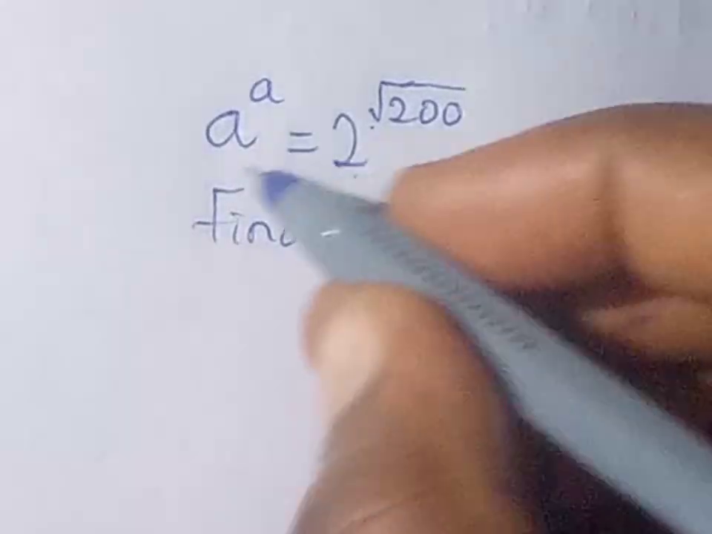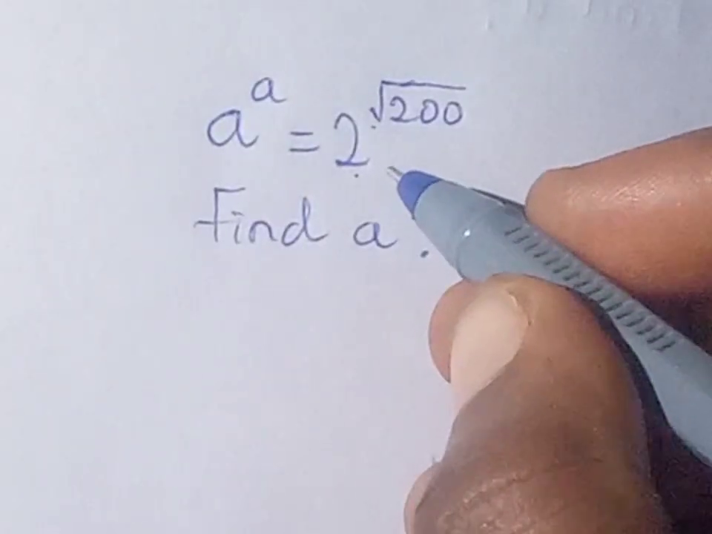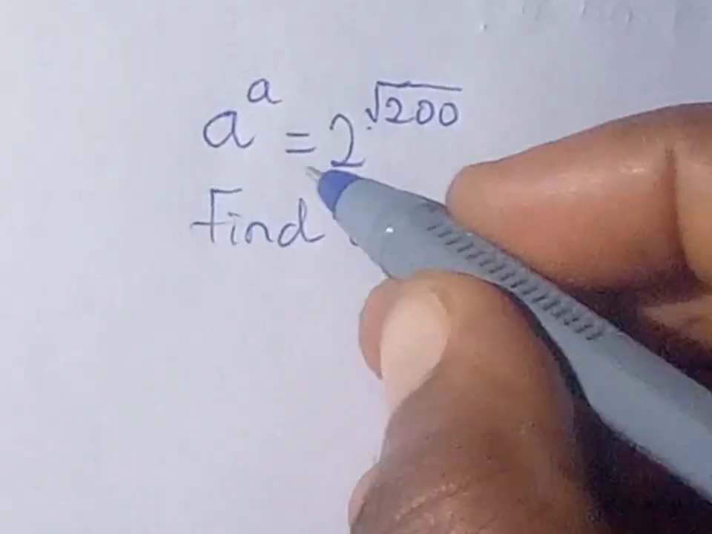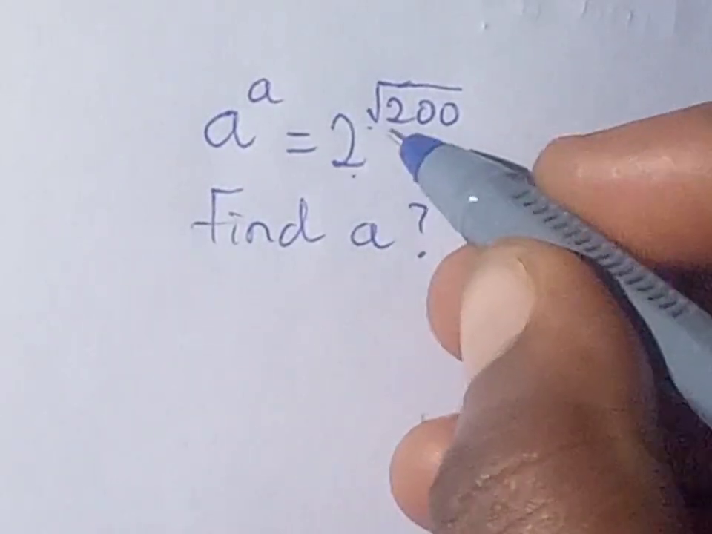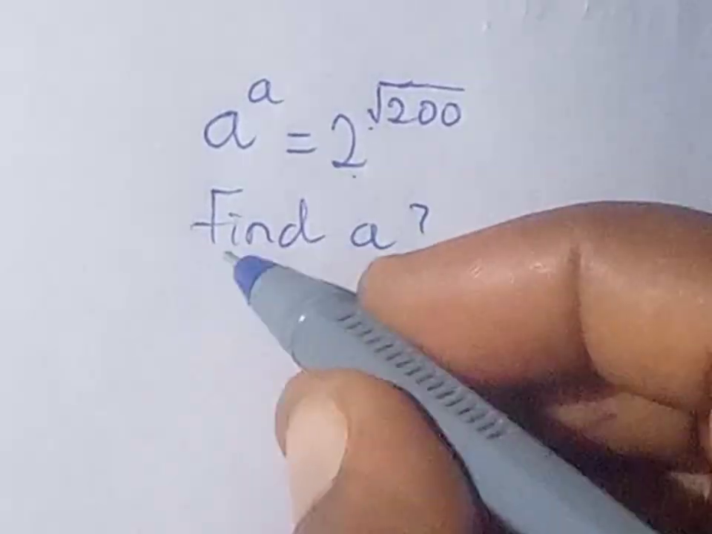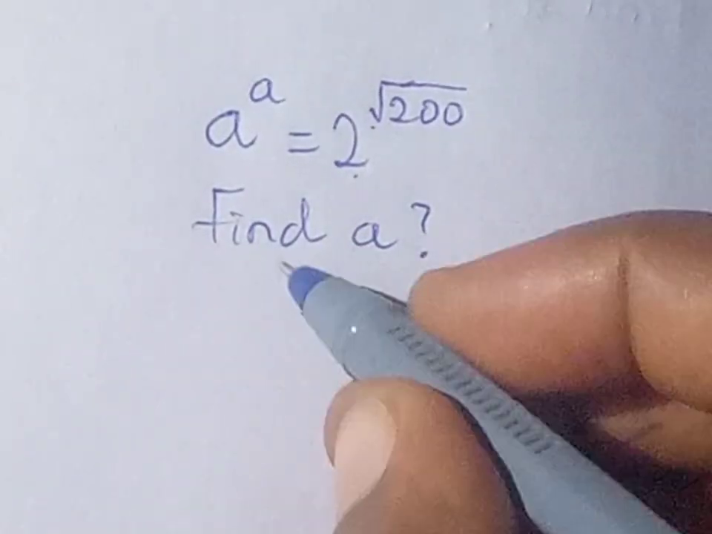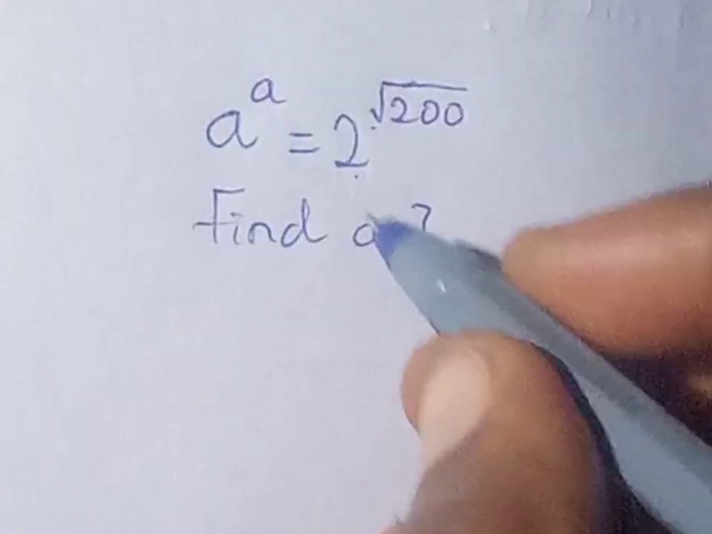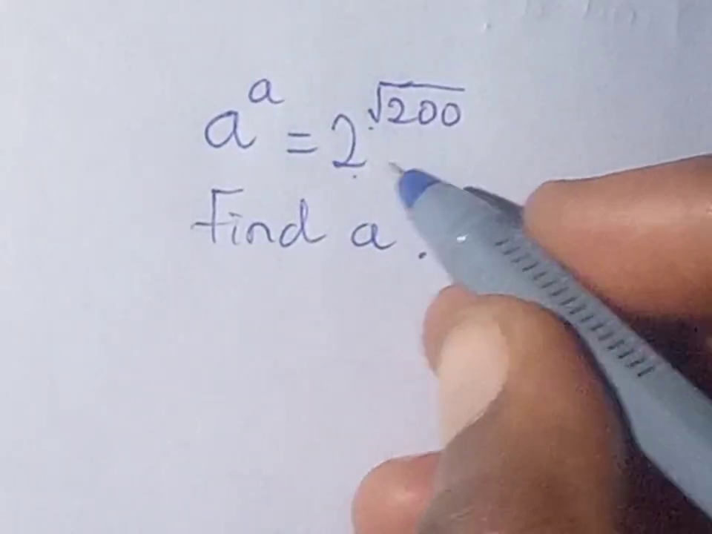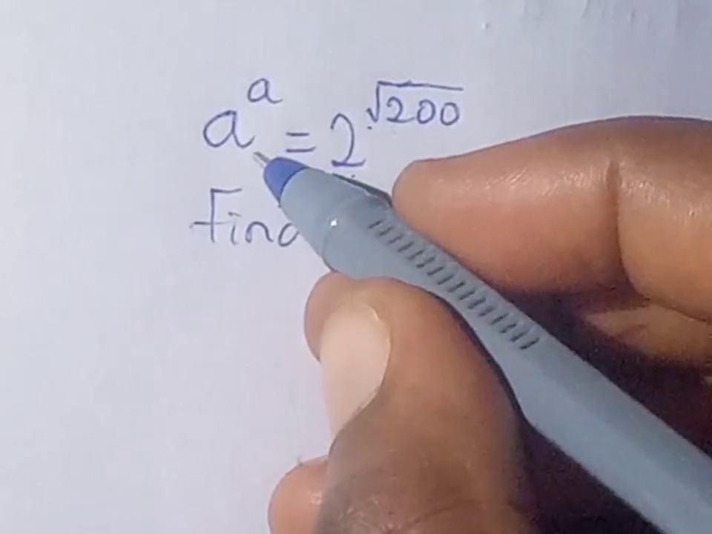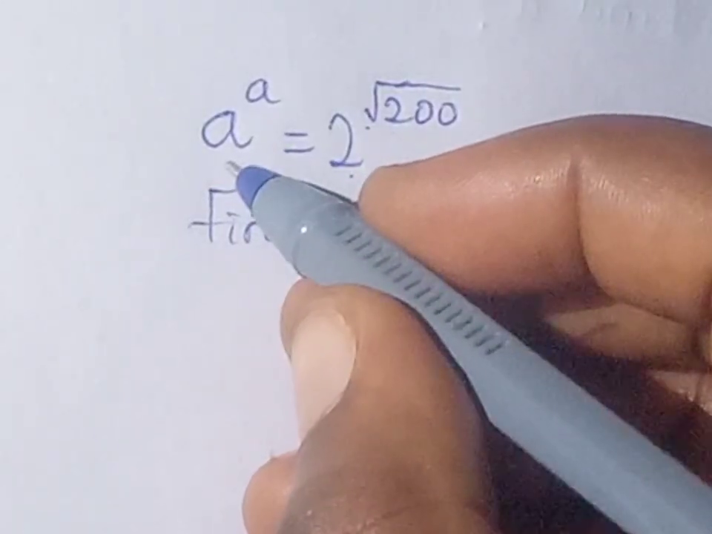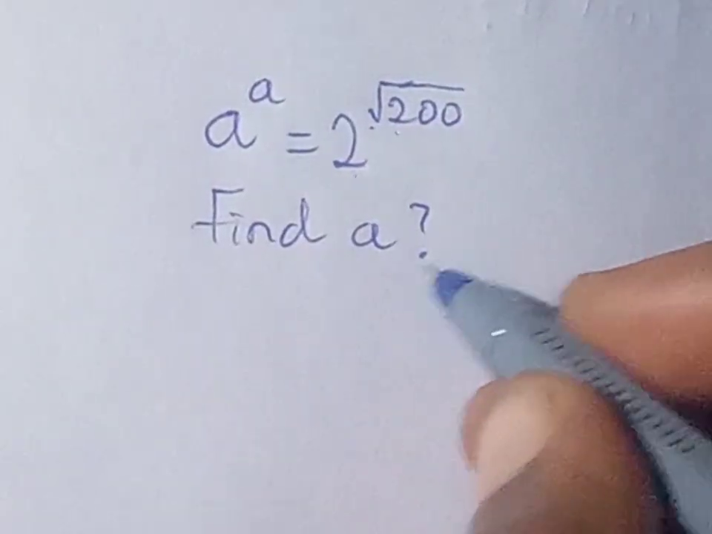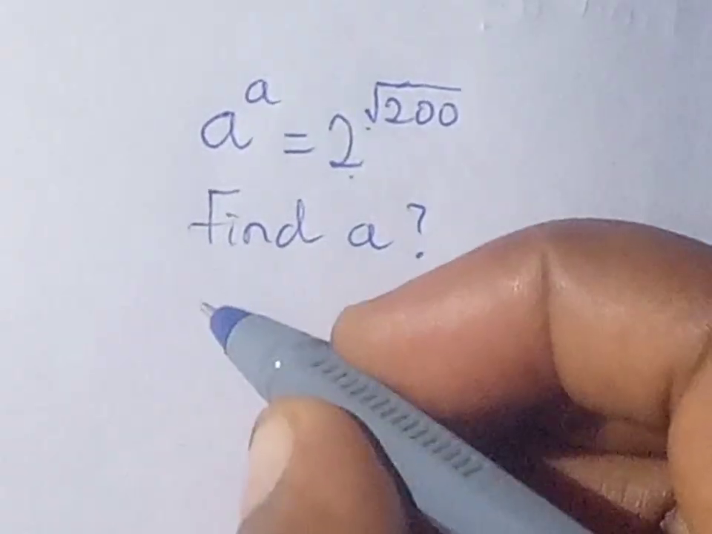Hello everyone. Here is a beautiful exponential equation which says a raised to the power of a equals 2 raised to the power of root 200. And this is the task before us, which says find the value of a. At first glance, this question looks difficult because the variable appears as the base and also as the exponent. Now let's get started on how to solve this.